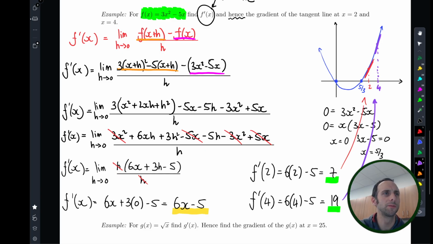Both positive slopes, one being steeper than the other, just like we thought would happen. So that's how we calculate a derivative using this limit definition.